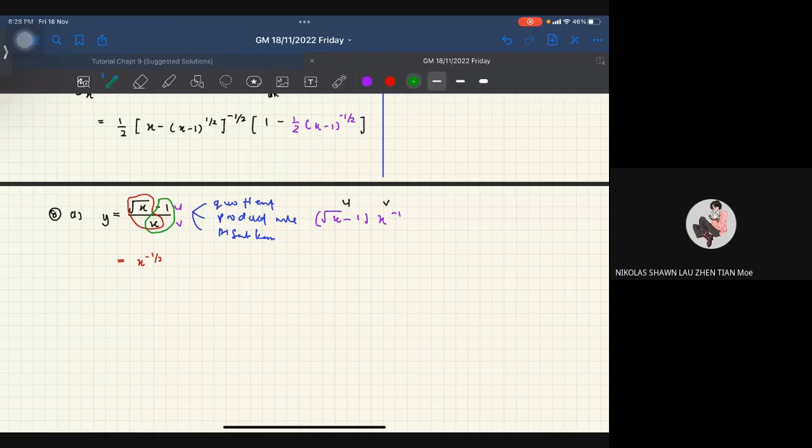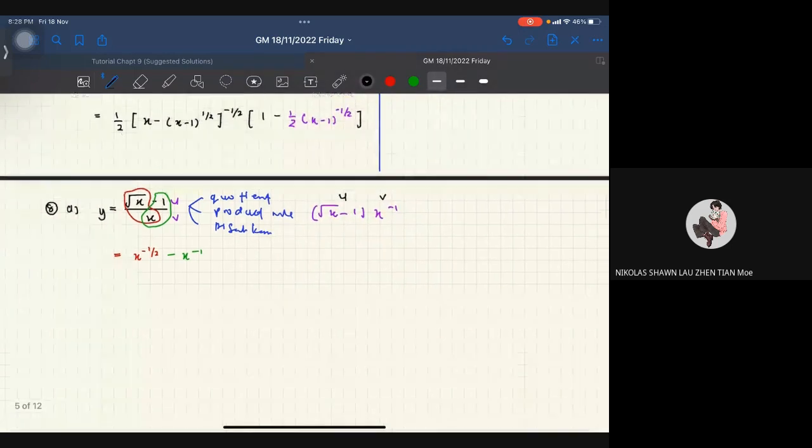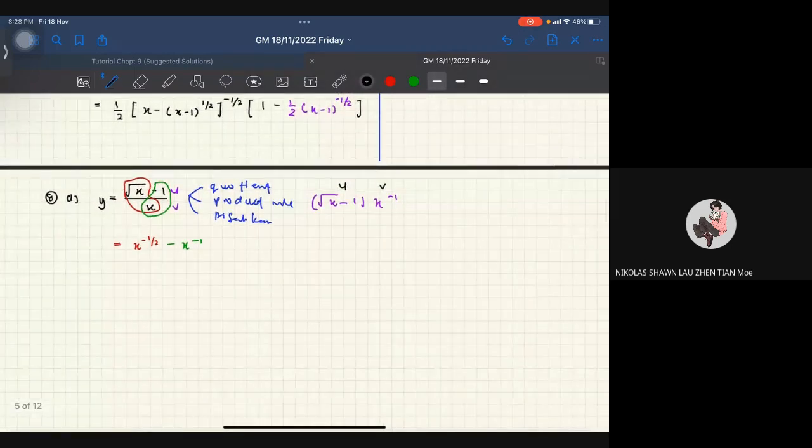And then for the green one, dia akan jadi apa? Minus x to the power of negative 1. Okay. So daripada sini, senang tak untuk kita nak differentiate sekarang? Okay, so it becomes a lot easier for us to differentiate. So tak perlu nak guna quotient rule, tak perlu nak guna product rule. So boleh terus differentiate.